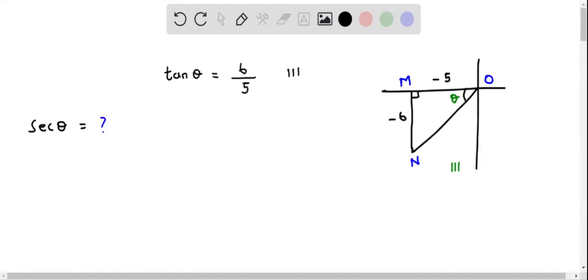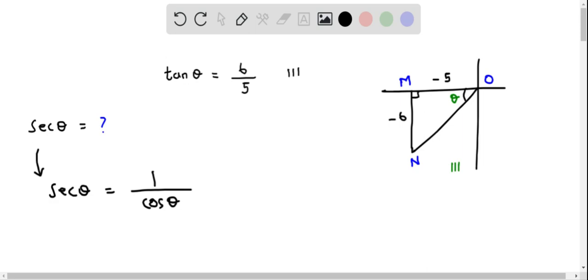We now determine secant theta given that tangent theta equals 6 over 5 and theta lies in quadrant 3. So first I'm going to rewrite this secant theta using the reciprocal identity, that is secant theta equals 1 over cosine theta. So basically we have to determine the cosine theta using the given information.